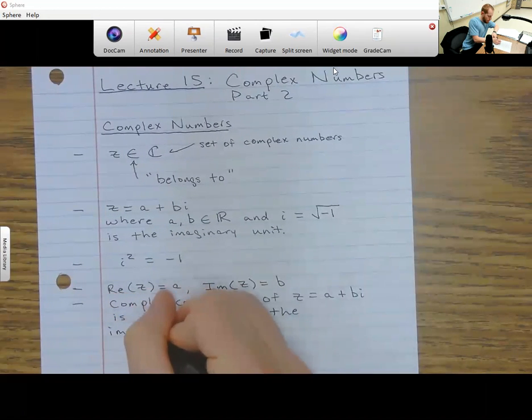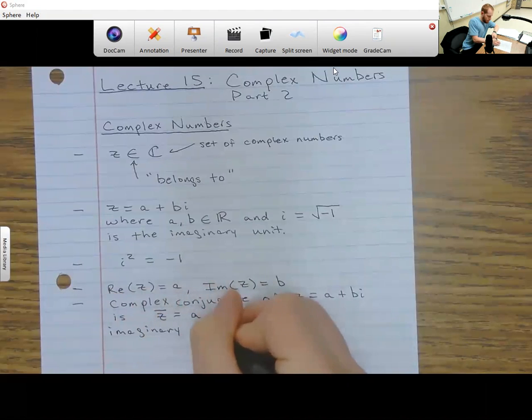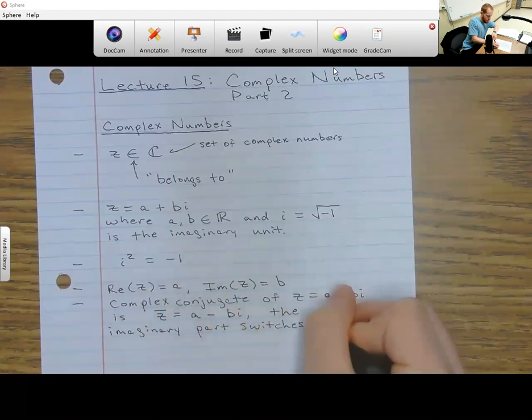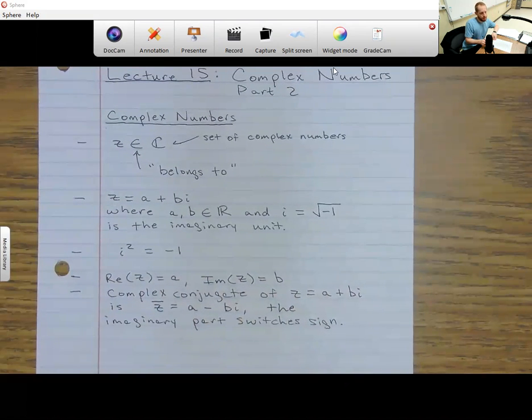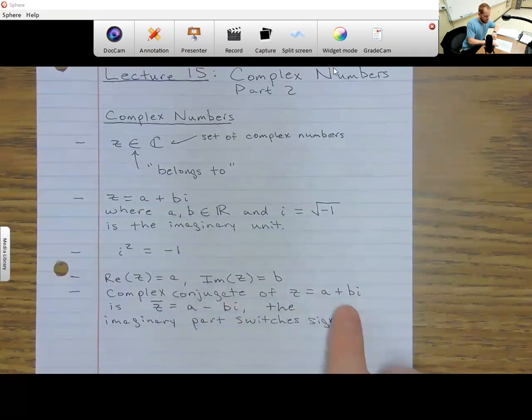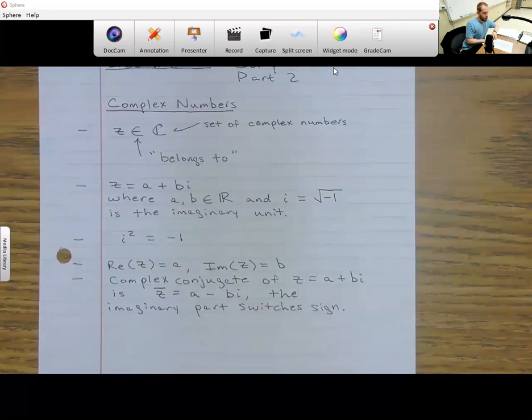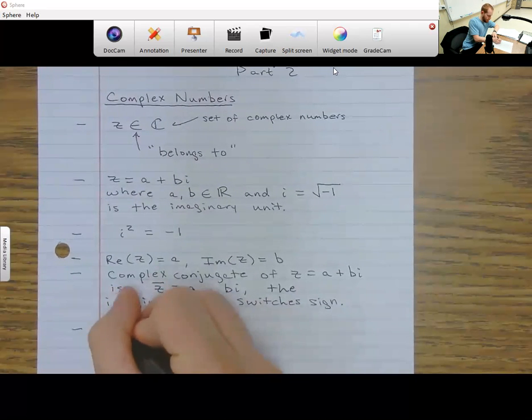The imaginary part switches its sign. And that's just because, I give you positive b, you would give me negative b, right? The b is switching its sign from a positive to a negative. But if I was to start off with a negative, a minus bi, you would switch the sign back to a positive for the conjugate. Okay? So here's a fact that we just talked about.